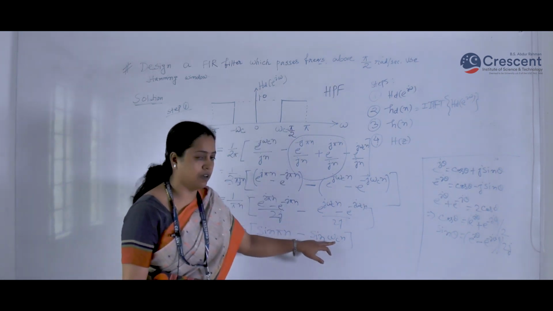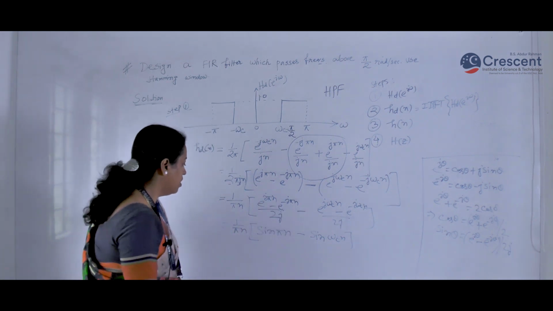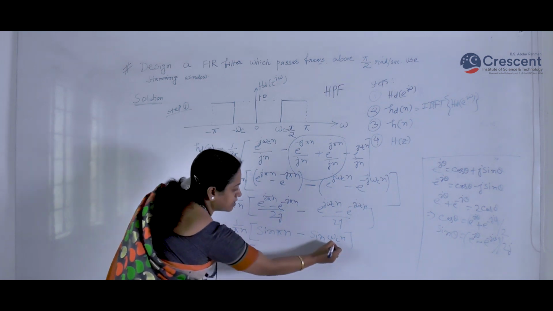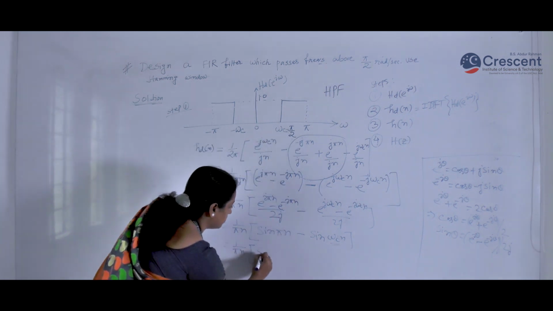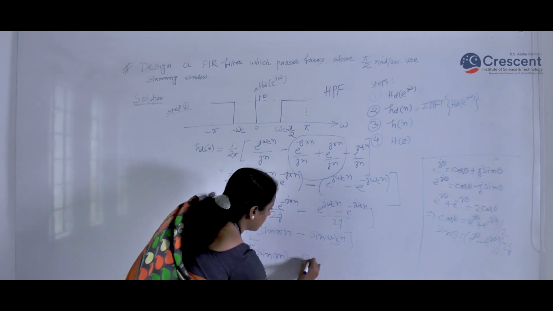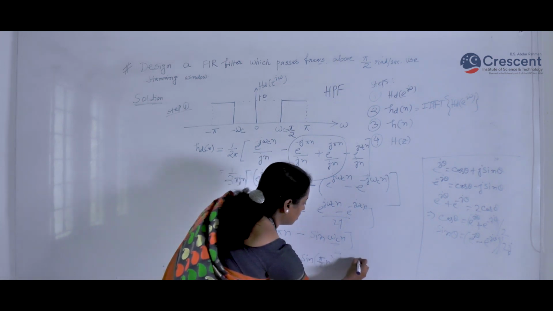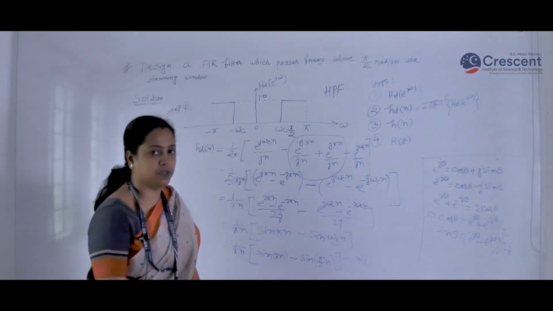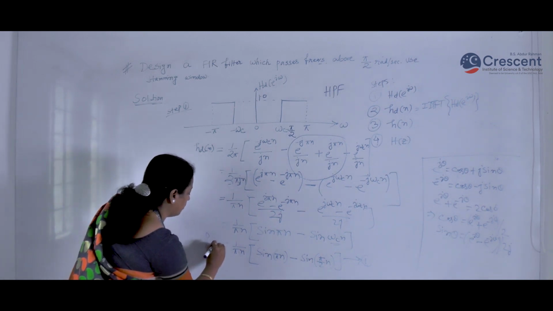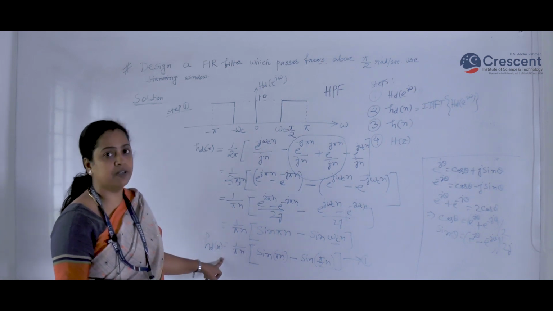If we want, we can substitute the value initially, or at last also we can substitute. So we can write this as 1 by pi n, by substituting the value of omega c equal to pi by 2, this becomes sine of pi n minus sine of pi n by 2. So let us give this expression number 1. Now what we received is hd of n. What is this hd of n? It is the desired filter's impulse response.